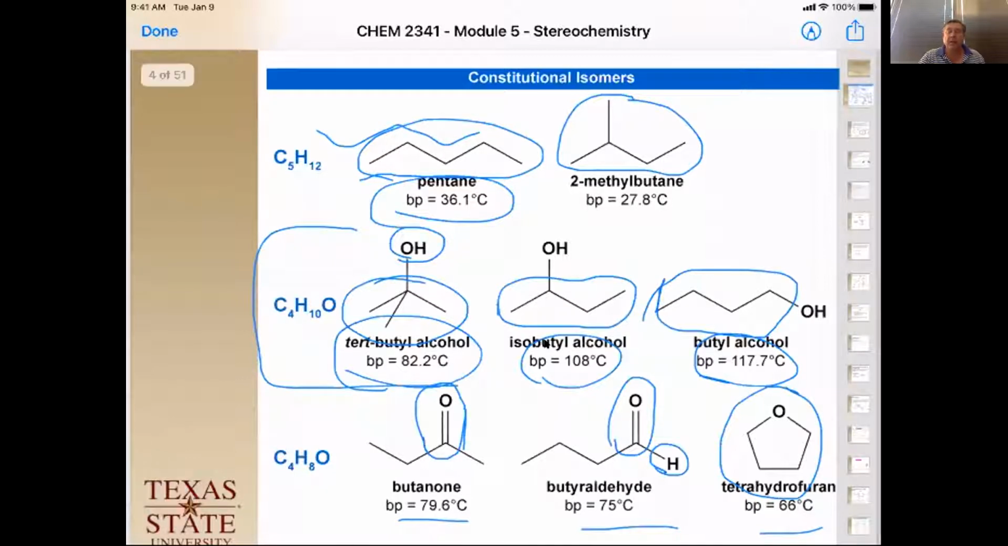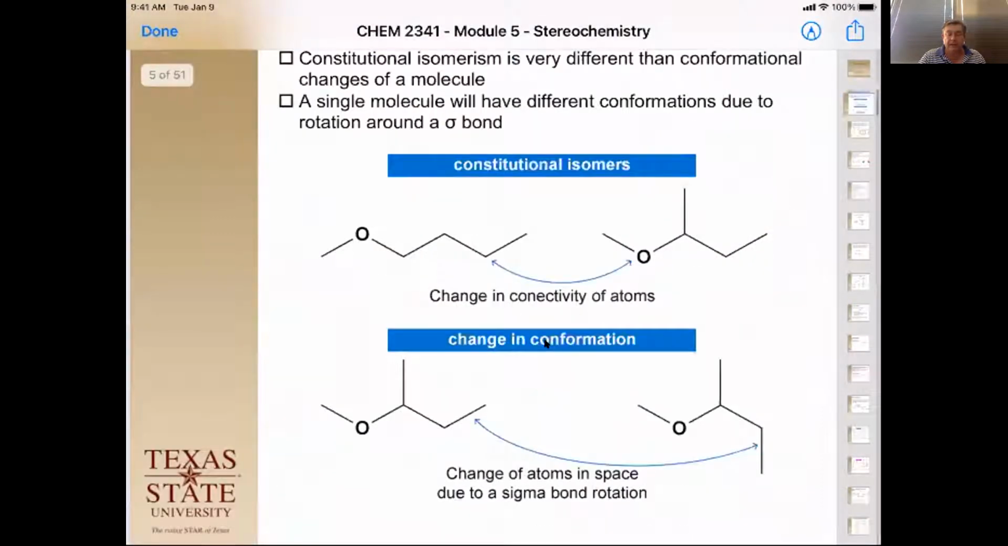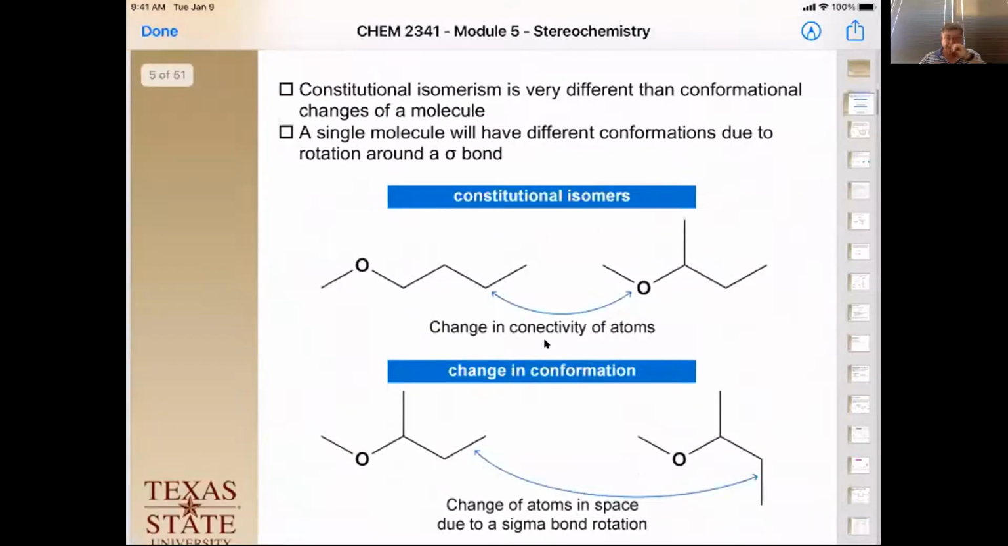But now we need to look at the stereoisomers as well. So again, a constitutional isomer is when you have different isomers because they're hooked up different ways.